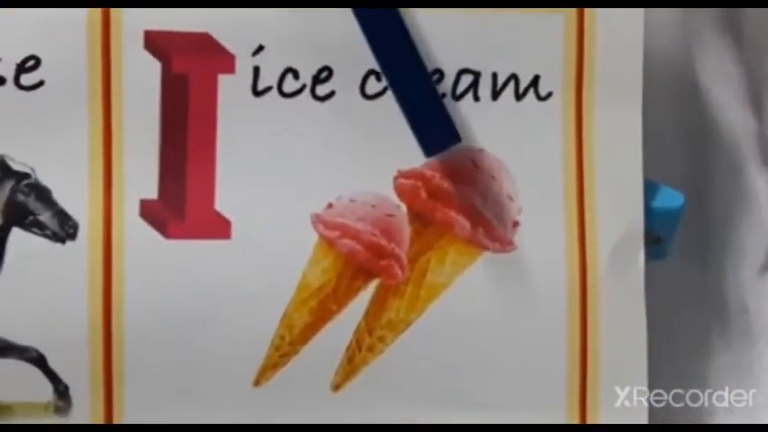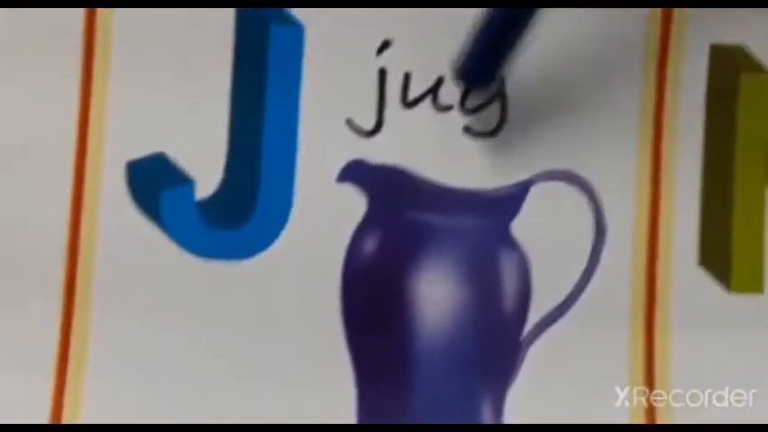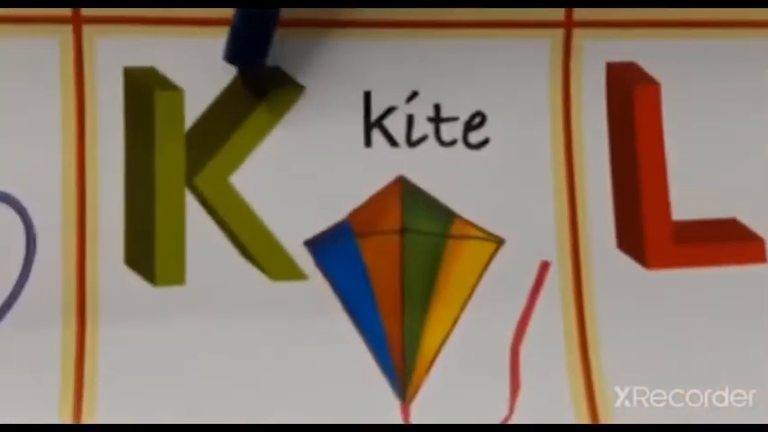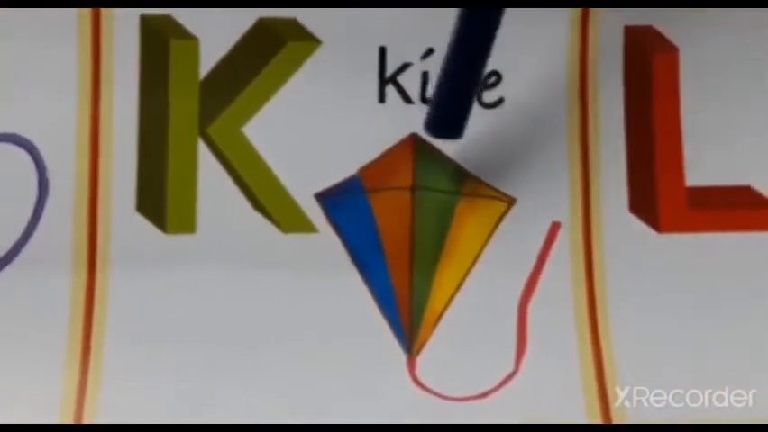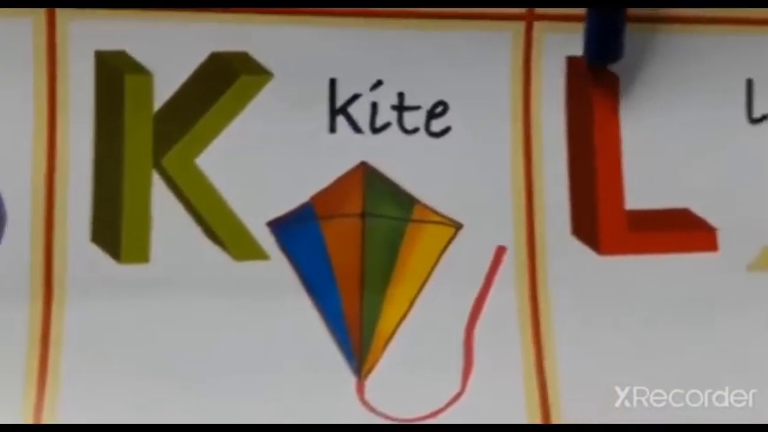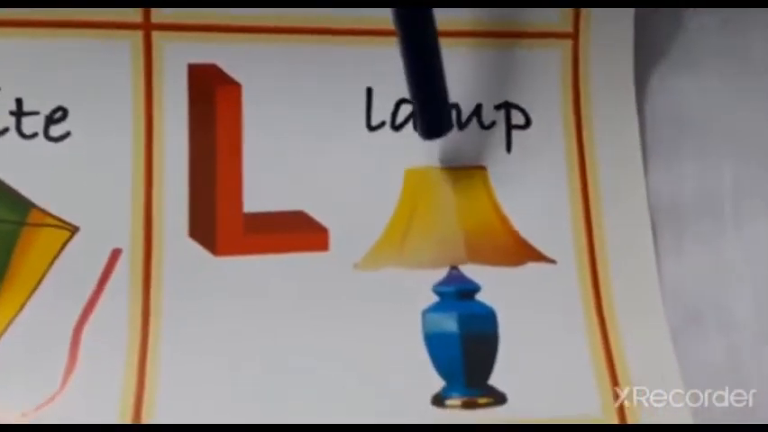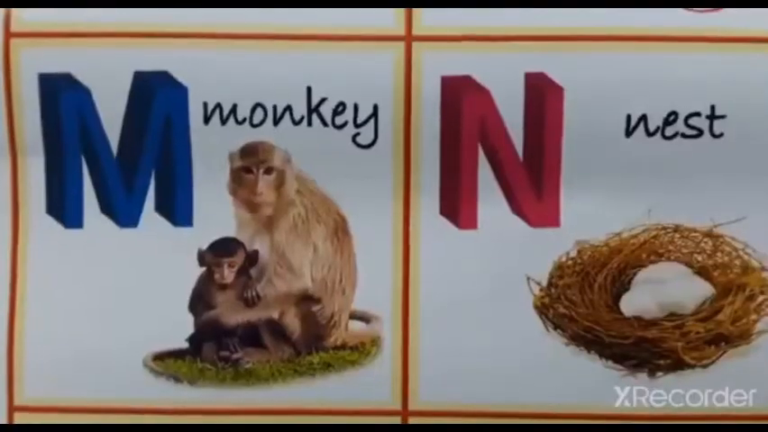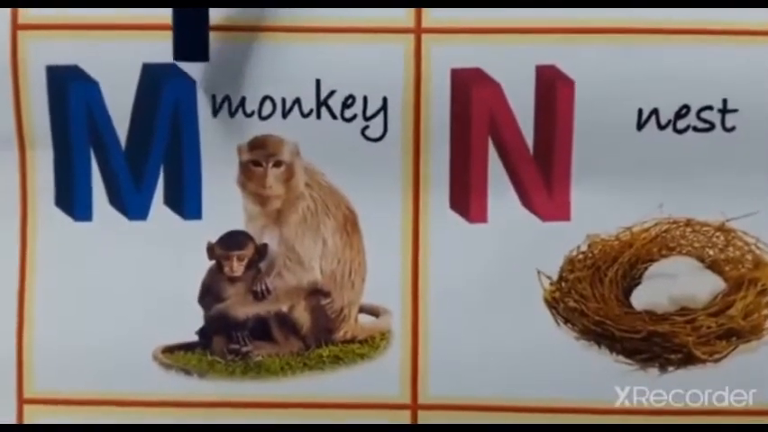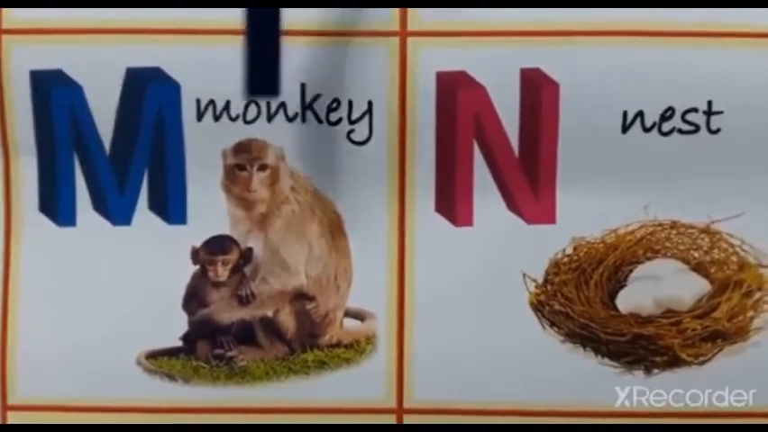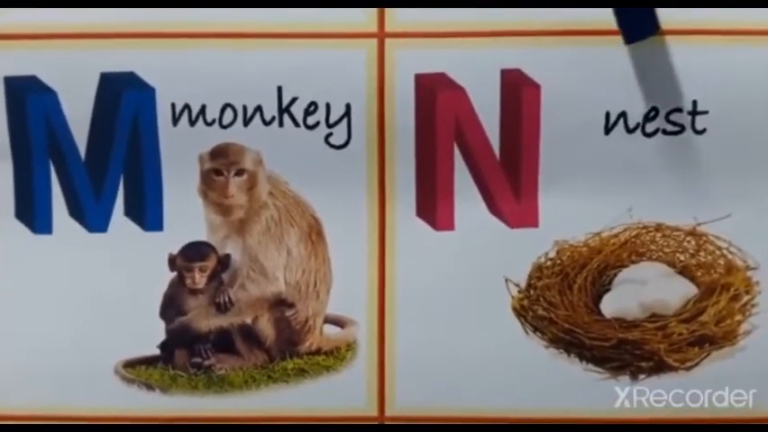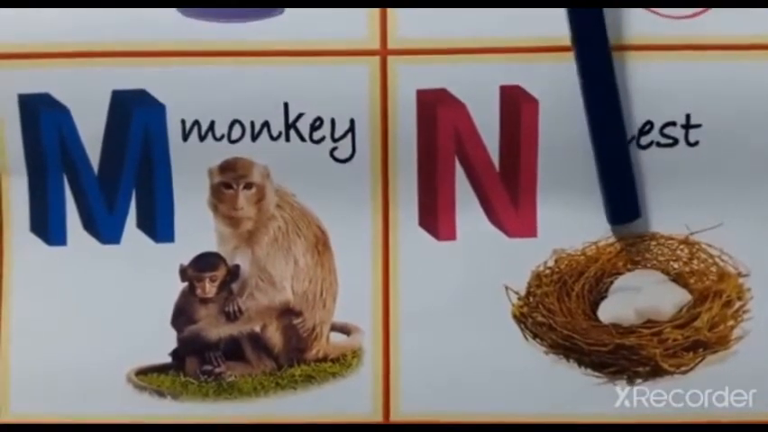I, ice cream. Capital letter J. J says J, jug. Capital letter K. K, kite. Capital letter L. Lamp. Capital letter M. M says M, monkey. Capital letter N. N says N, nest.